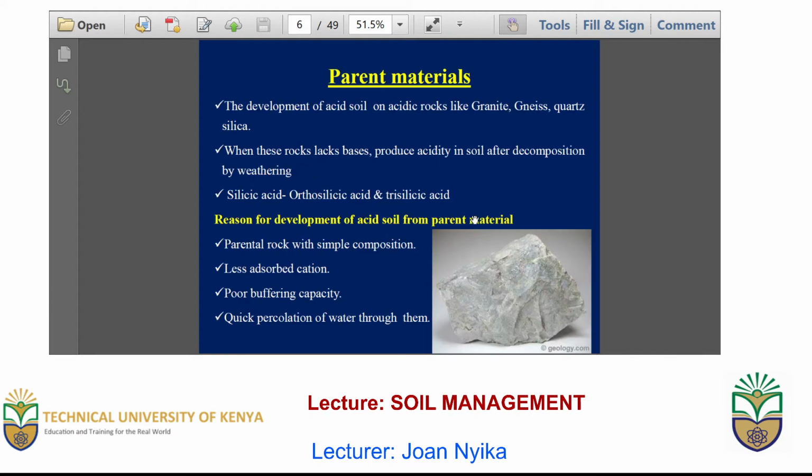The other cause of soil acidity is parent material. Usually, some parent material consists of acid rocks such as granite, gneiss, and quartz, or what we refer to as silicon oxide. When the rocks lack bases, they produce acidity in the soil after decomposition and weathering. And this acidity is in the form of oxalic acid, tricylic acid, and silicic acid, and these are the ones that promote the soils to become acidic.